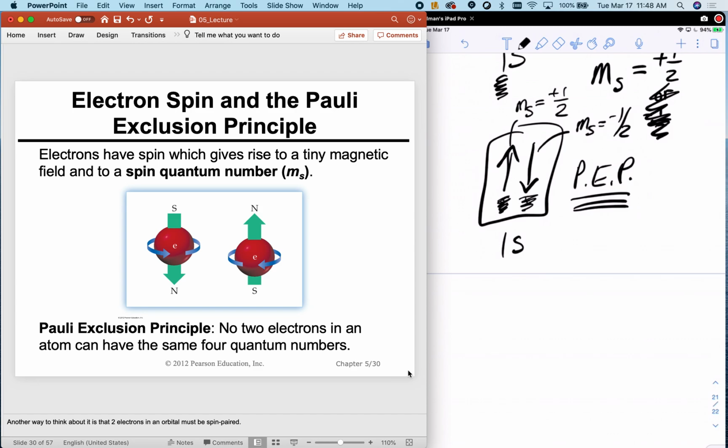Then we'll go on to using these 4 quantum numbers to fill in what we call electronic configurations. Looking at the periodic table, for instance, lithium has 3 electrons. What orbitals are those going in, and are they spin up, spin down? How do we place them in there? We'll get into that next Monday.